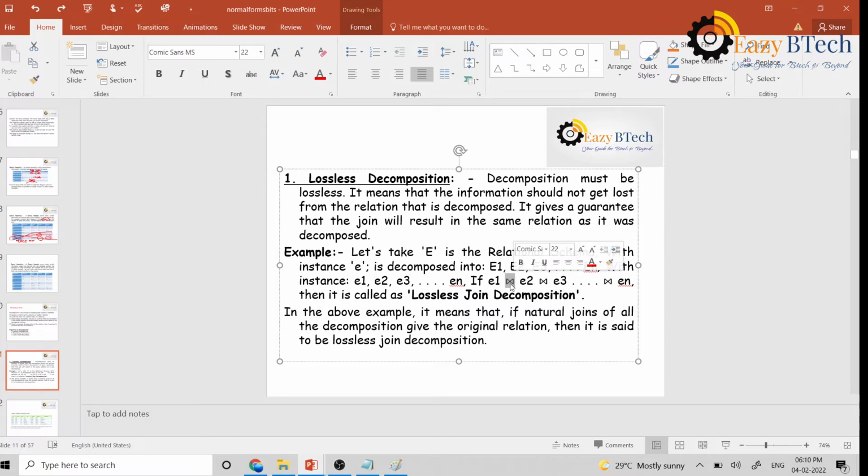By using this operator, I think in my eighth video we discussed joins and natural joins. Please go through that video. You will learn about joins in relational algebra. When we perform the join operation and get the same database back, that is called a lossless join decomposition.